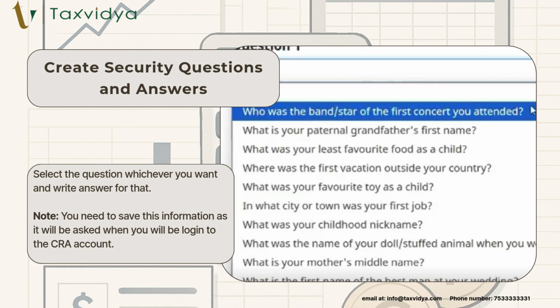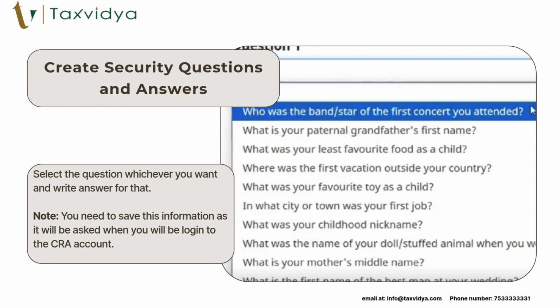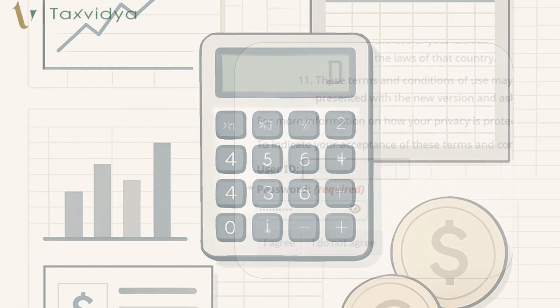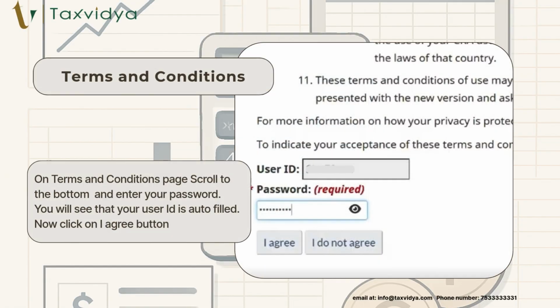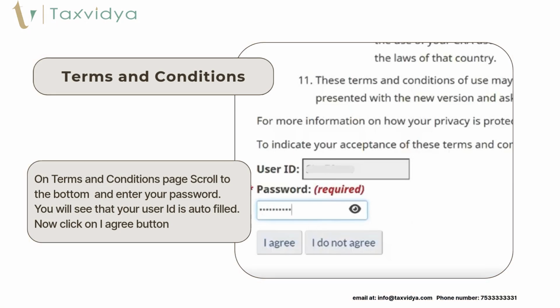Note, you need to save this information as it will be asked when you log in to the CRA account. Terms and conditions. On the Terms and Conditions page, scroll to the bottom and enter your password. You will see that your user ID is auto-filled. Now click on the I agree button.